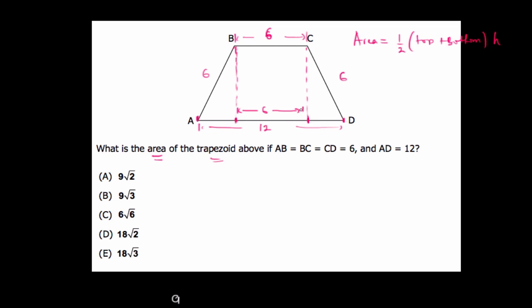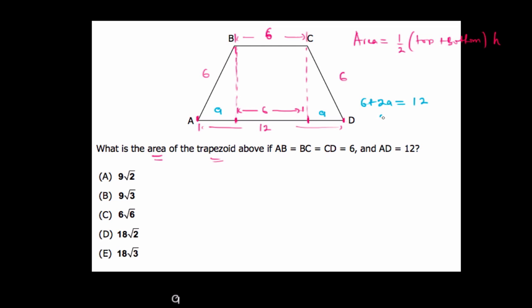Then let's call this length A. So here too has to be A. When you sum the three of them together, you're going to have 6 plus A plus A, that's 6 plus 2A, and that must be equal to the total length from A to D, and that is 12.